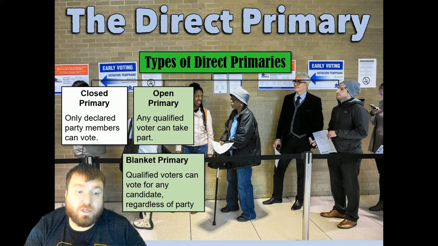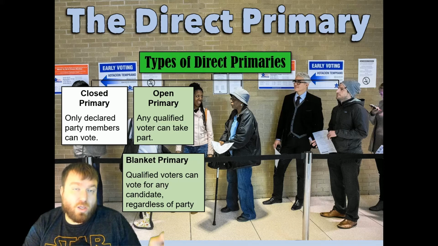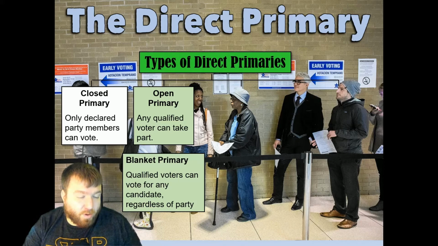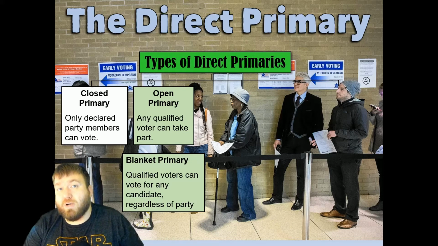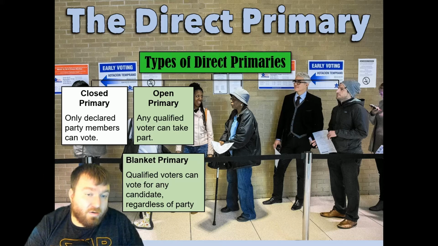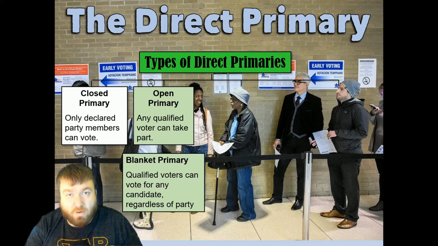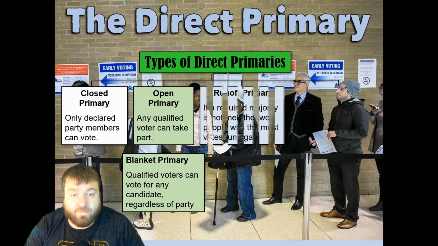Now there's also what's called an open primary, in which any qualified voter can take part. This is also known as a blanket primary, and qualified voters can vote for any candidate regardless of party. So in a closed primary, whatever party you are registered as, when you get your ballot, you are only going to have your party's candidates on there. If you are registered as a Democrat, you are not going to see any Republicans on your ballot. If you are registered Republican, you are not going to see any Democrats on your ballot. So that's kind of the difference there.